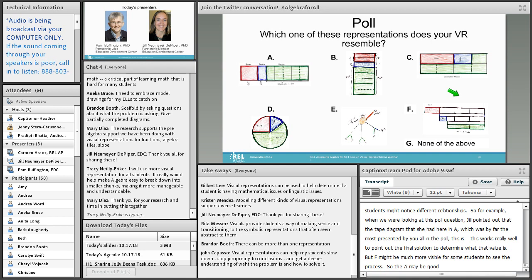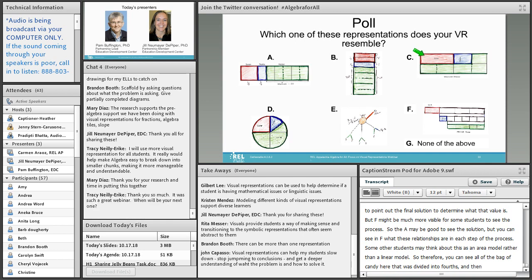So the A may be good to see the solution, but you can see in F what these relationships are in each step of the process. Some other students may think about this as an area model rather than a linear model. And so therefore you can see all of the bag of candy here that was divided into fourths, and then those were taken from here.